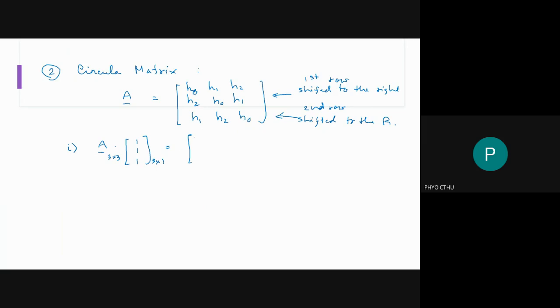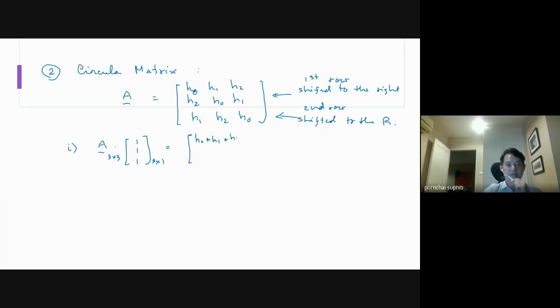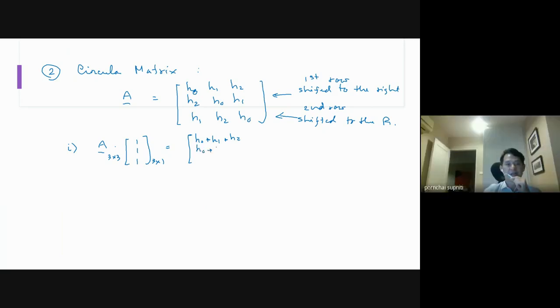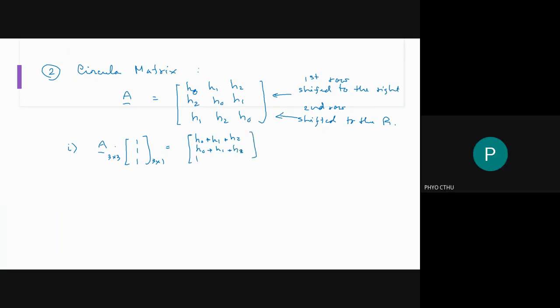H0 plus H1 plus H2. Okay, how about the second row? The second row is H2 plus H0 plus H1, which is the same thing, right? Yes. And then the third row is also the same thing.